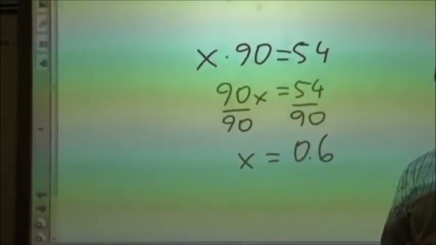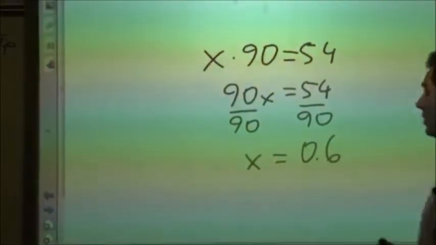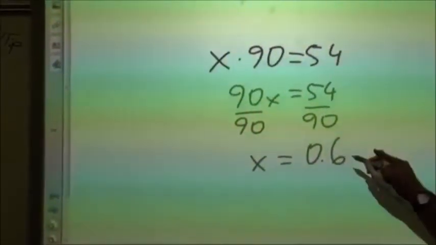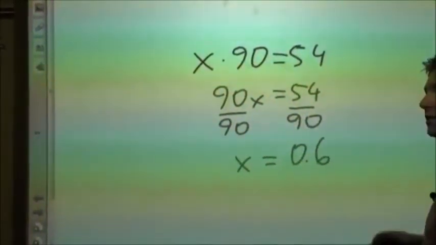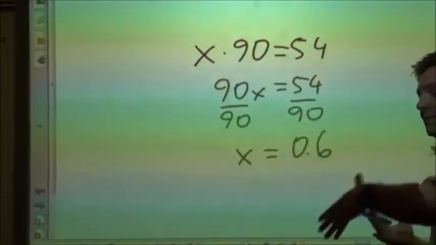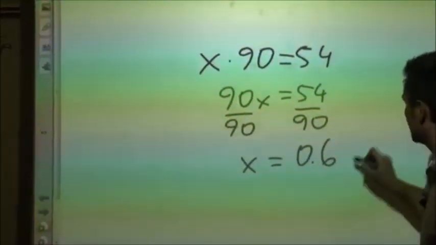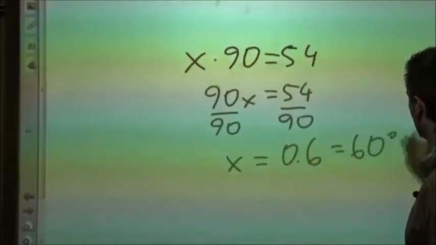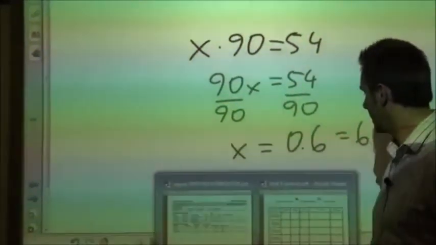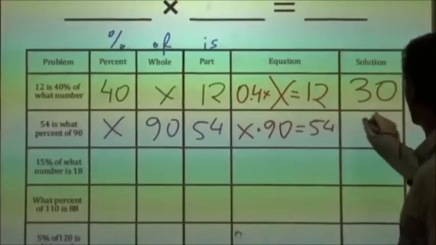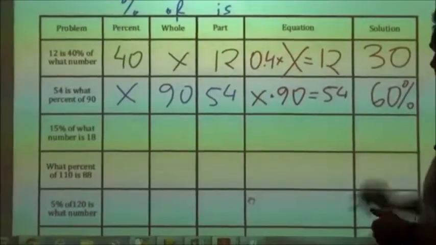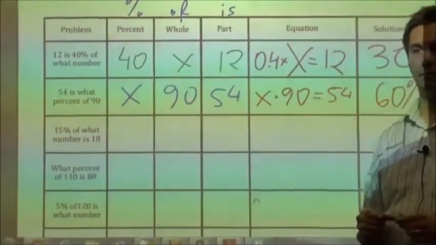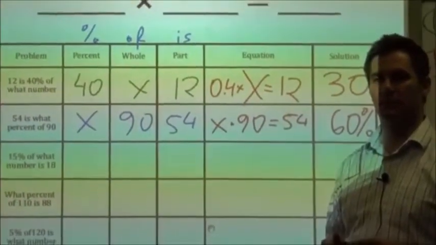Are we good to go? Yeah. Now, before we go anywhere, what is 0.6 as a percent? 60%. So right here, you're gonna write 60%. Yes? For that one, couldn't you have also used your times tables?